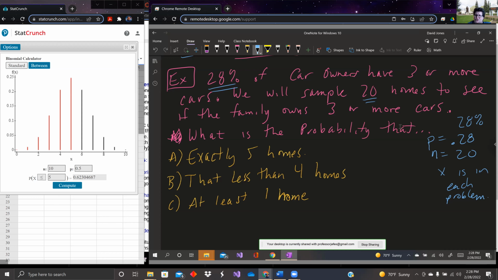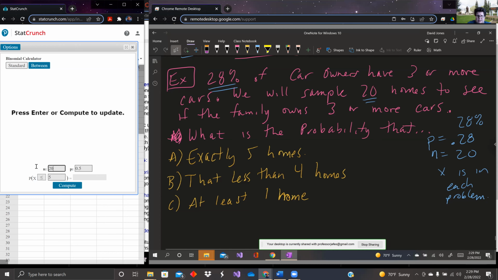Is the probability changing? Nope, it stays at 28%. Every house should have a 28% chance that they have it. And are there 2 mutually exclusive outcomes? Yes, they either have 3 or more cars or they don't. So we meet all the criteria. So let's apply this to what we're using in StatCrunch. I'm going to put N equals 20 over here and P equals 0.28 right here. And now it says exactly 5 homes.